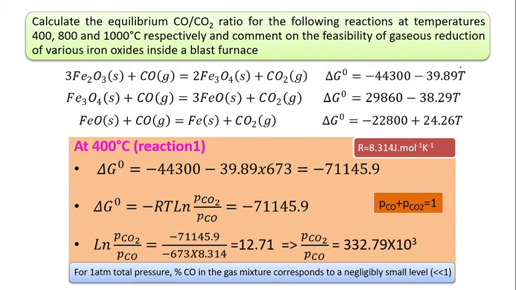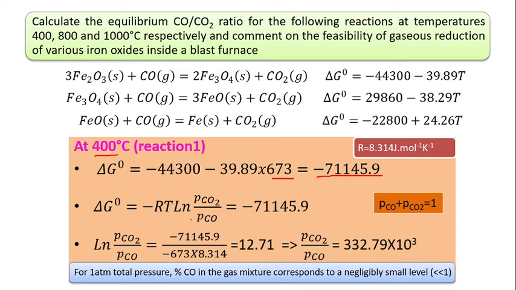So let's solve one problem, one step, at 400 degrees centigrade for reaction 1, that means reduction of hematite to magnetite. What is given? The del G naught expression is given, and the temperature is given as 400. So 400 plus 273 gives you 673. So we can get the final del G naught value at this temperature.